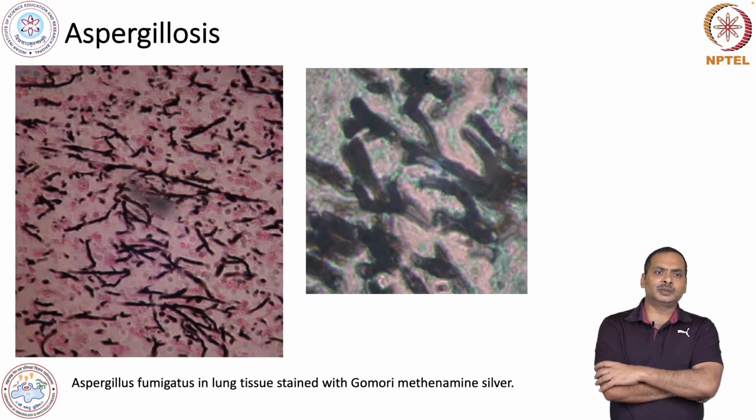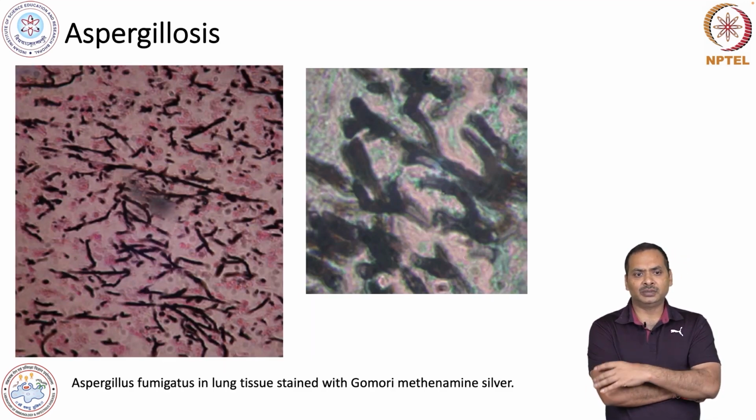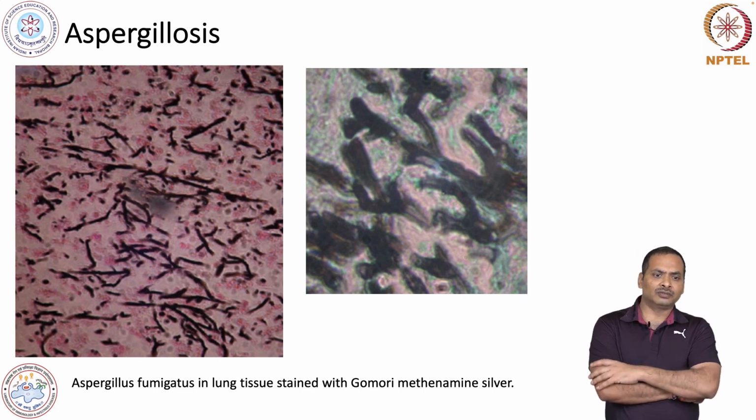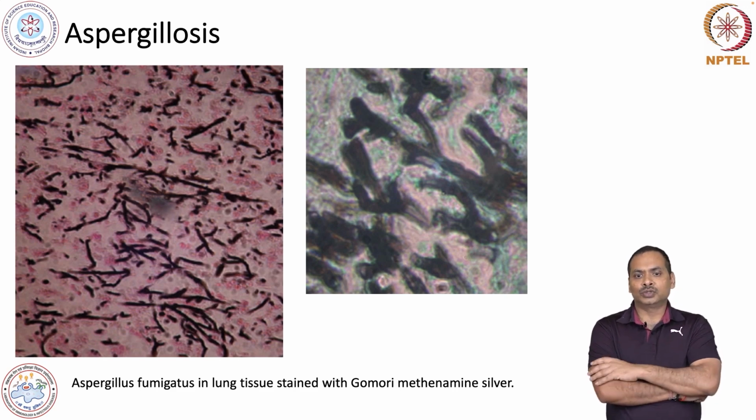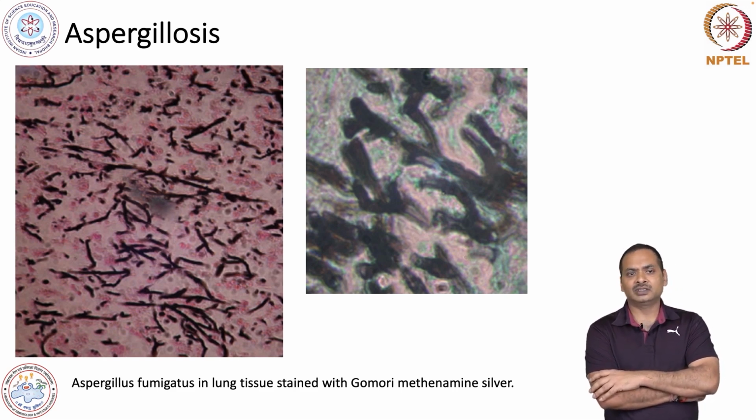Here this is an Aspergillus fumigatus image. It is recovered in lung tissue, stained with a particular fungal staining agent, that is Gomori methenamine silver.